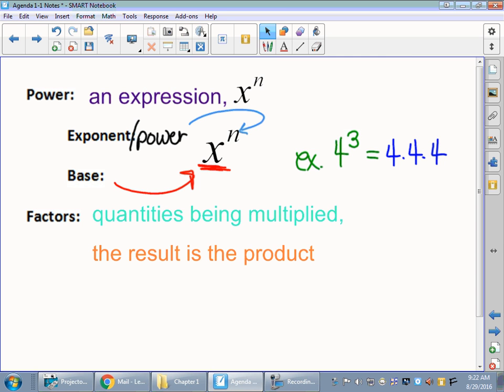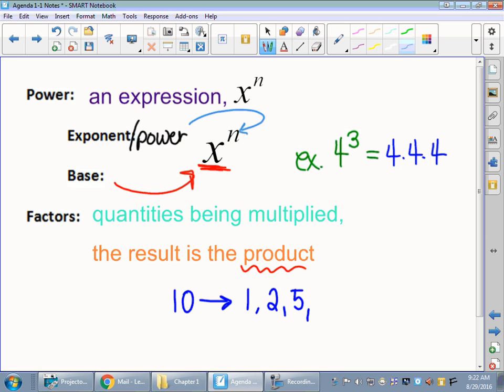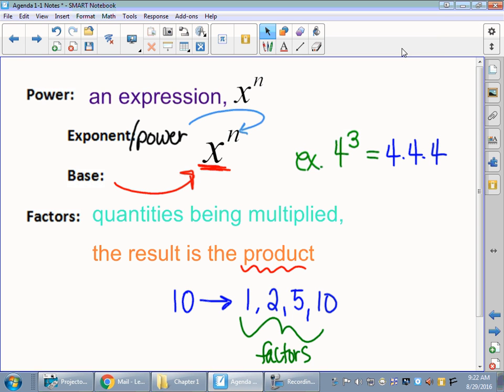Factors are any quantities or numbers being multiplied, and the result is the product. And we kind of mentioned that when we talked about perfect squares. So if I ask you for the factors of 10, you would tell me 1, 2, 5, and 10. So these guys are the factors. When I multiply factors like 2 times 5, 10, that's a 10 by the way, is the product of 2 and 5. And we talked about that term product. That's the worst looking 10 I've ever seen. Let me try that again. Product means multiply, right? We talked about that yesterday. All right.